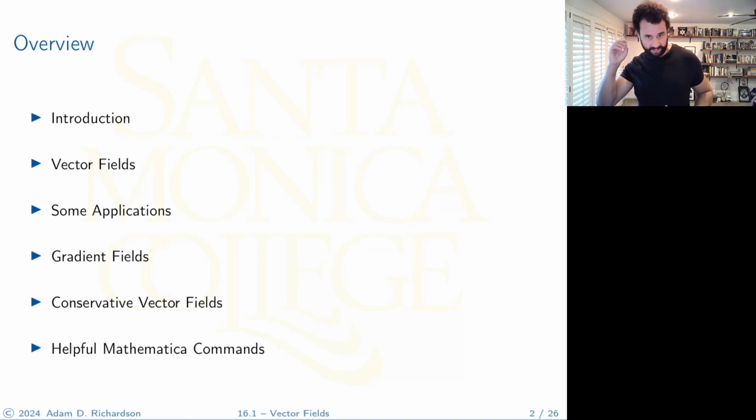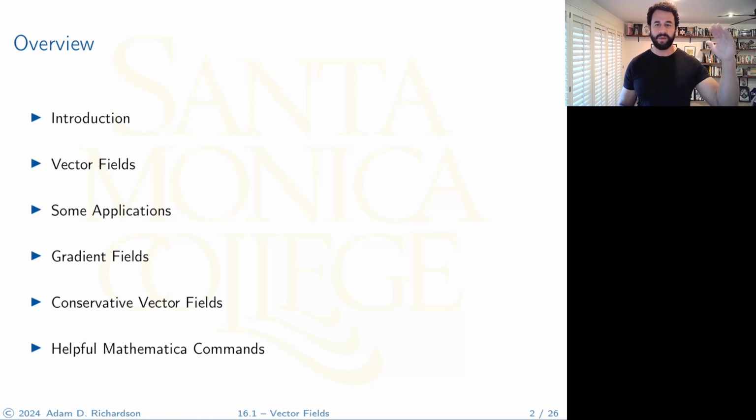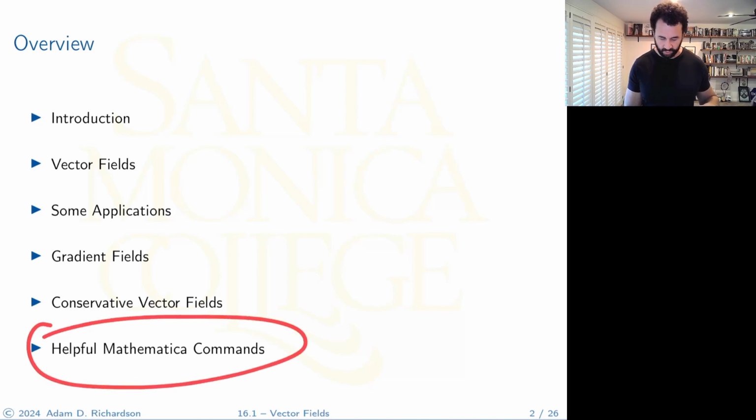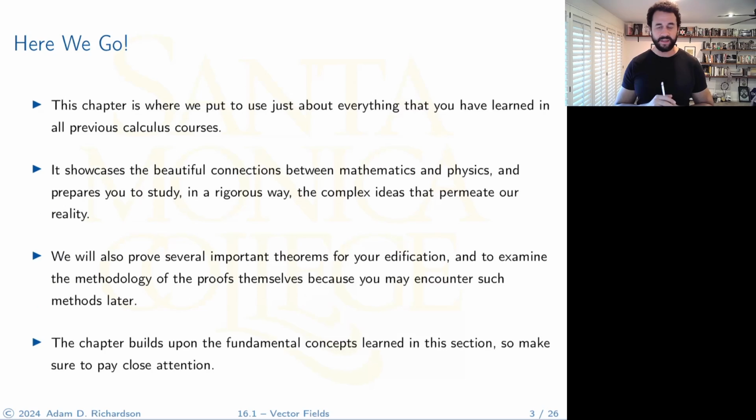Oh, fix that. There we go. Then, yeah, some basic applications. Then we'll talk about gradient fields and then conservative vector fields, which are going to pop up throughout the chapter. And then I'll end with some helpful Mathematica commands, but really I'm going to pepper these throughout the section, throughout the lecture. So I won't dwell on it too much at the end there. I'll just kind of show you these examples in Mathematica so you could see them and see how to do them yourself at home.